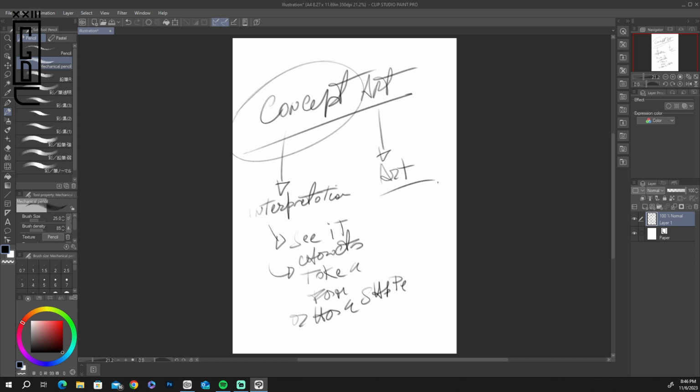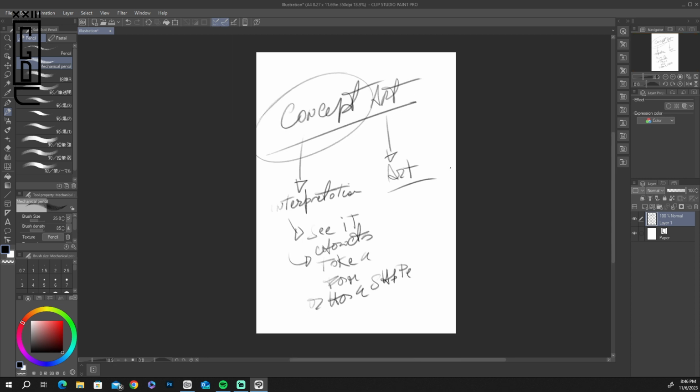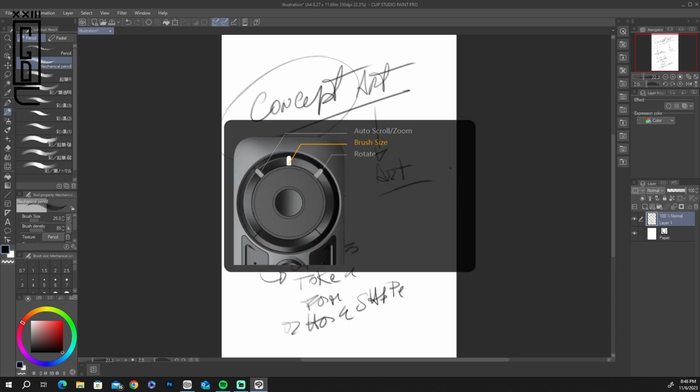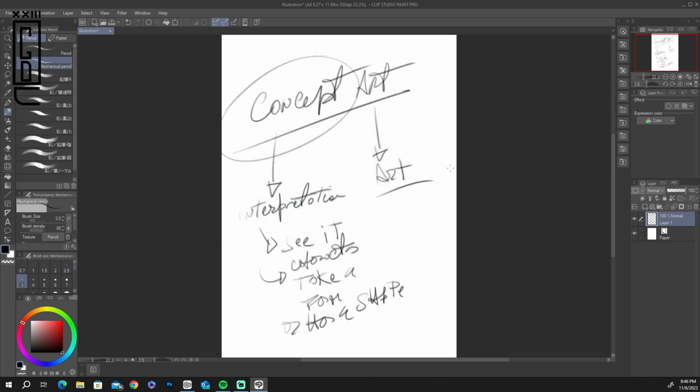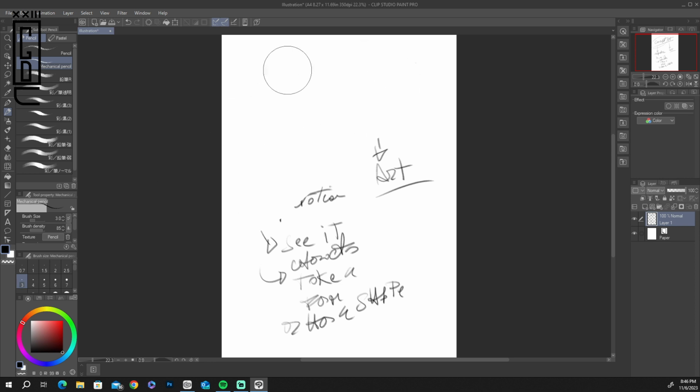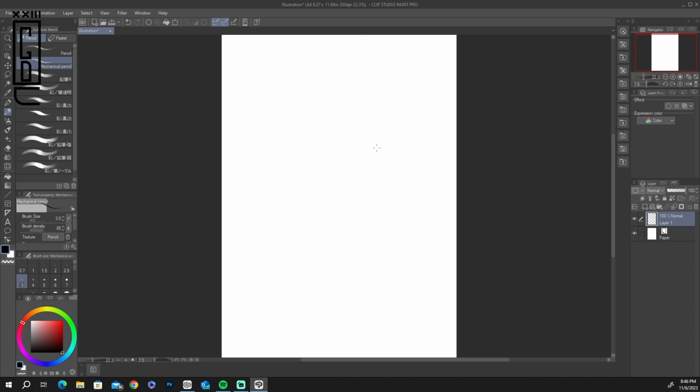Concept art uses many of the ideas of art, but also has other ideas, pretty much for the concept. So, what is the interpretation? It's the way you see things.